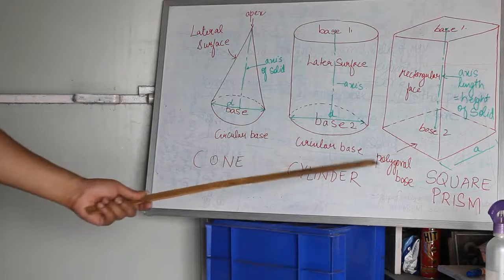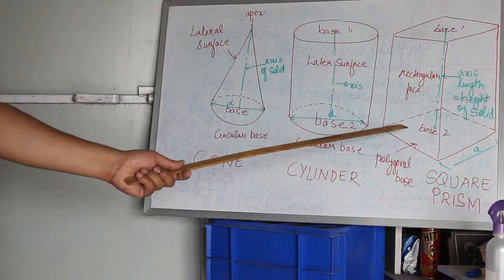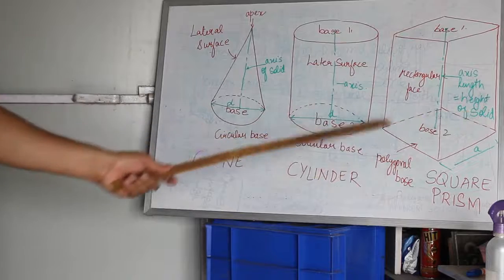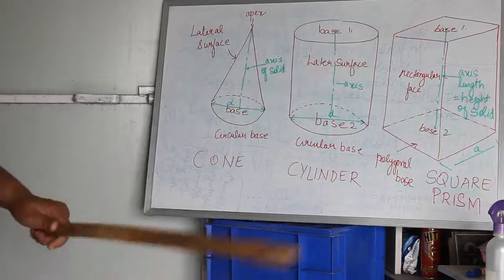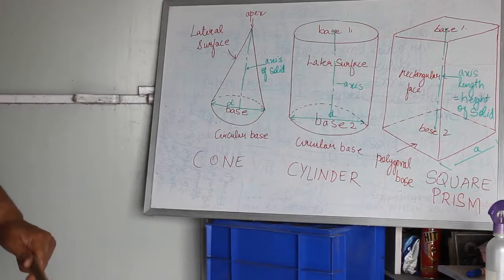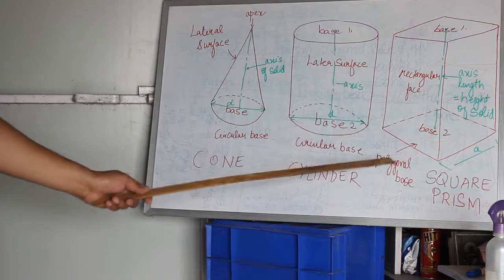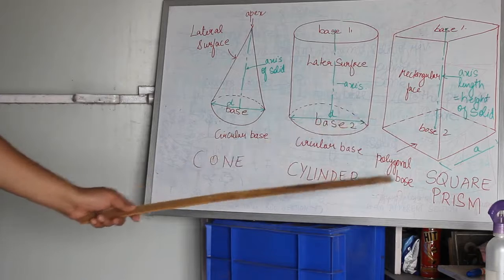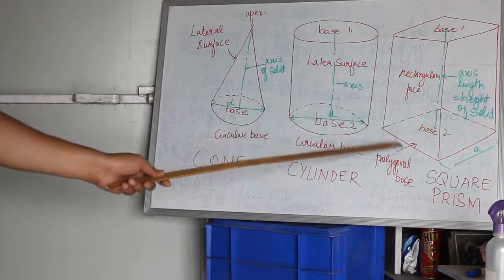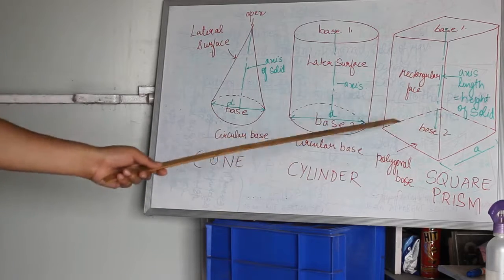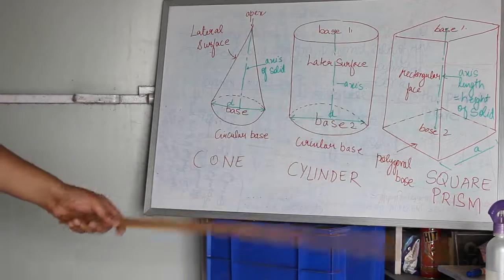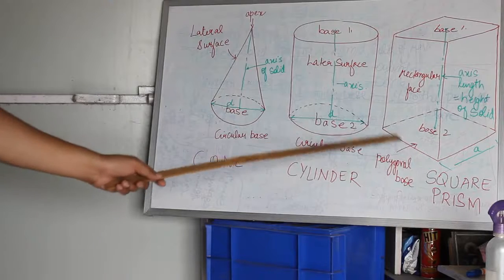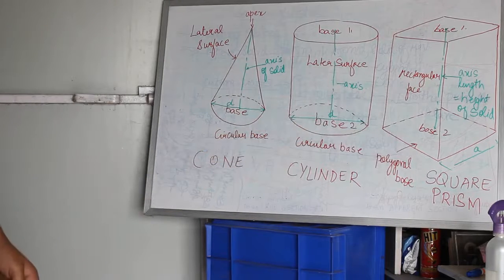So we can say that a polygonal base is a shape which is formed by changing the value of n. N stands for the number of sides. If there are 4 sides, it is a square. If there are 3 sides, it is a triangle. If it has 5 sides, it will be a pentagon. If it has 6 sides, it will be a hexagon.